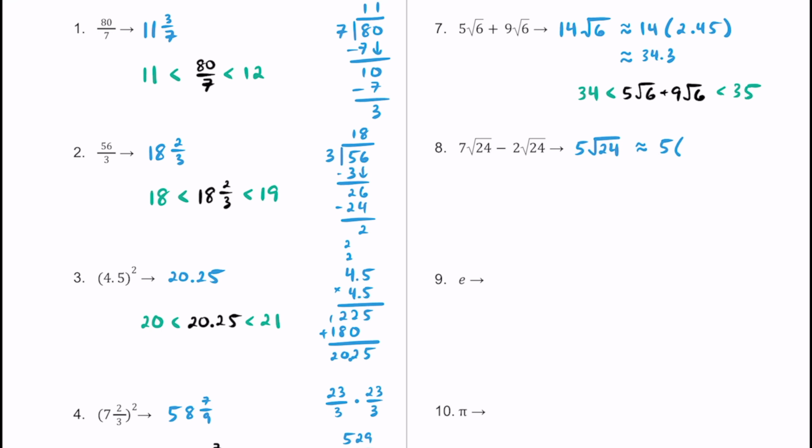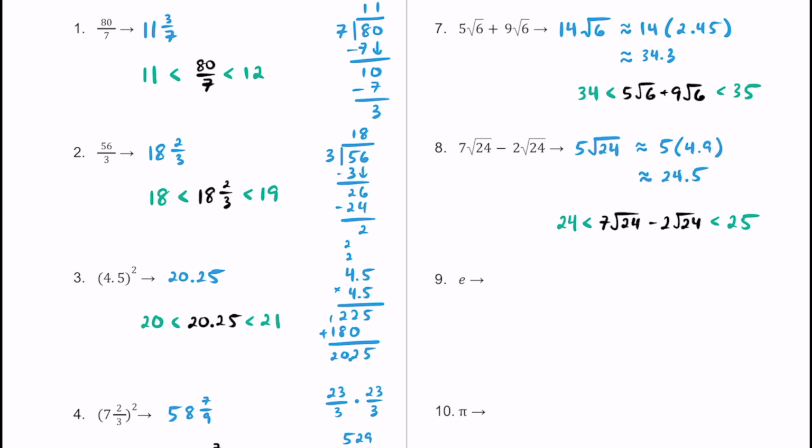Now plugging that into a calculator, it is roughly 4.9, so hopefully that makes sense because 5 times 5 is 25, and 24 is just a little bit less than that. And if we multiply 5 times this 4.9, we're going to get about 24.5. That being said, on the small side, the integer that this is going to be greater than is 24. 24 is going to be smaller than the 7 root 24 minus the 2 root 24, and this is going to be less than 25. So we know the value of this expression is going to be between 24 and 25.